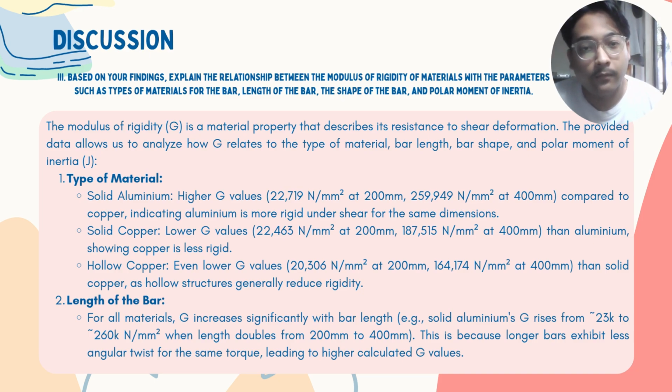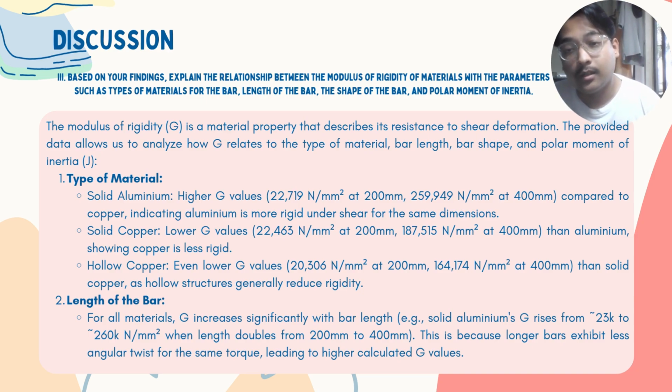Okay, for discussion number three, which is based on our findings, explain the relationship between the modulus of rigidity of materials with the parameters such as type of material for the bar, length of the bar, the shape of the bar, and polar moment of inertia. So, the modulus of rigidity G is a material property that describes its resistance to shear deformation. The provided data allow us to analyze how G relates to the type of material, bar length, bar shape, and polar moment of inertia J.